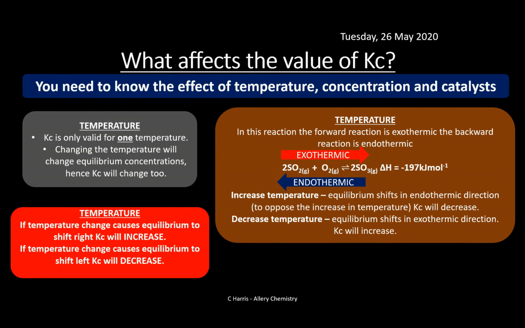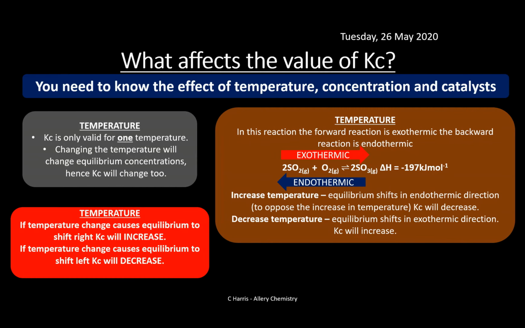This is linked with Le Chatelier's principle, which you would have seen in year one chemistry. If you make a change to a reaction, the reaction will try to oppose that change. For example, if we increase the temperature, the reaction will shift to try to decrease the temperature, and vice versa. So if we increase the temperature here, equilibrium will shift in the endothermic direction to oppose that change, and Kc will decrease.